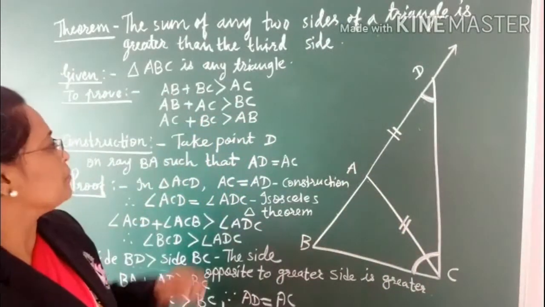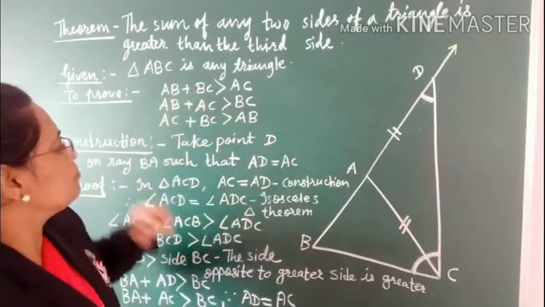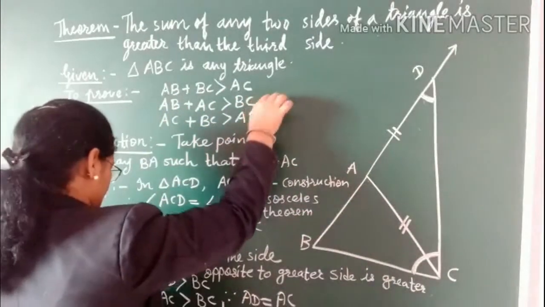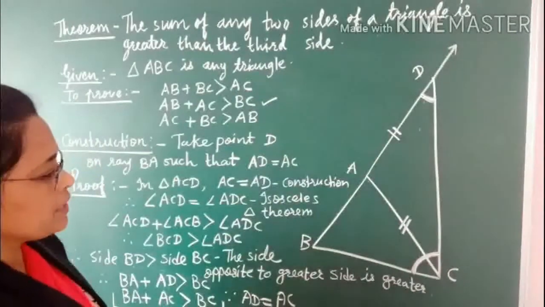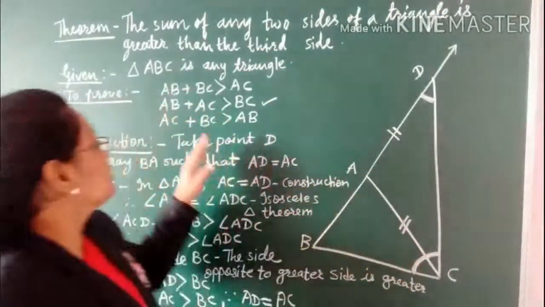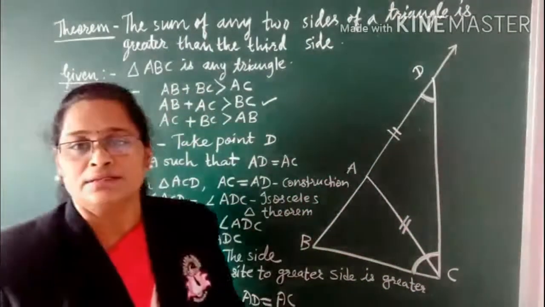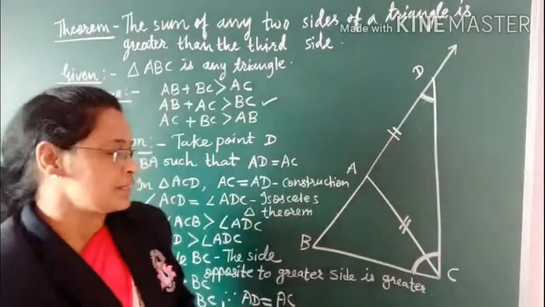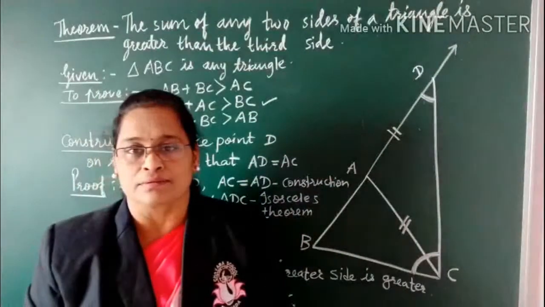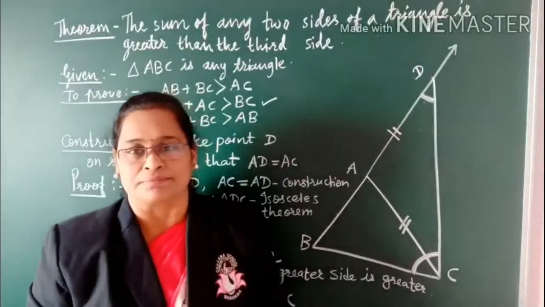Like that way we can prove it here. So out of these three proofs, we have proved this second one. Okay. And if you extend the other side, then you will get the other remaining two proofs related to the sides. I hope you have understood this theorem.